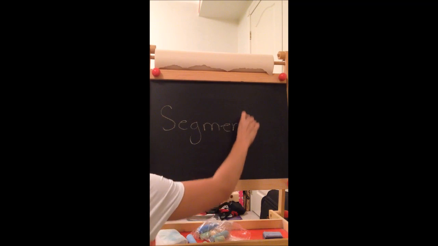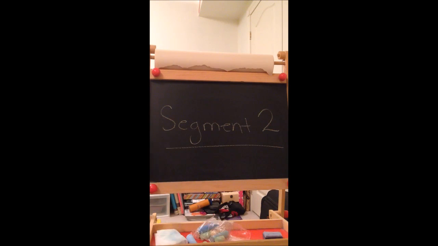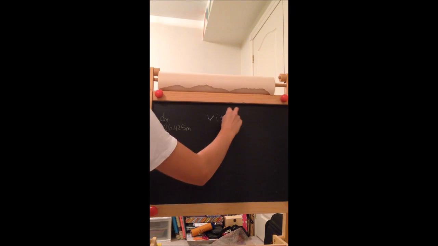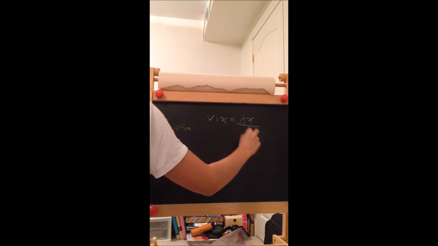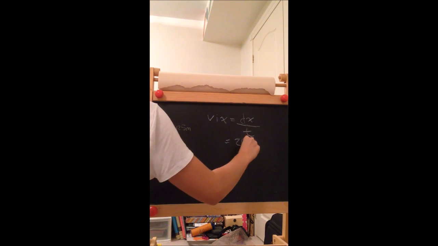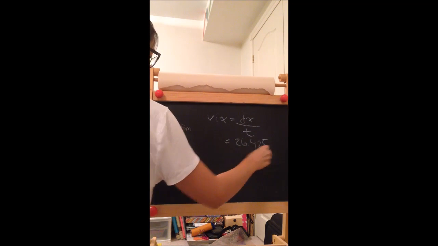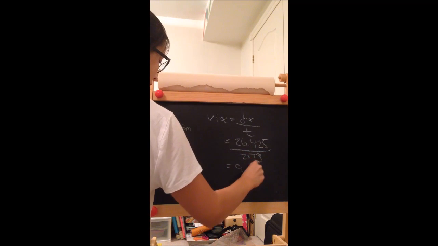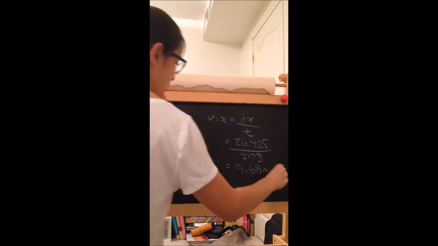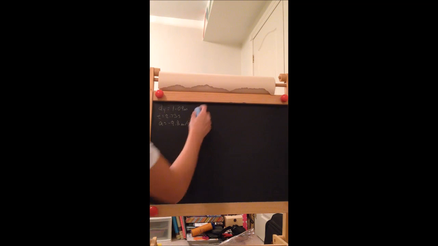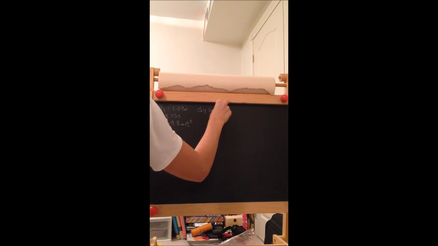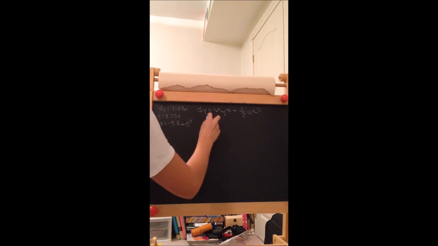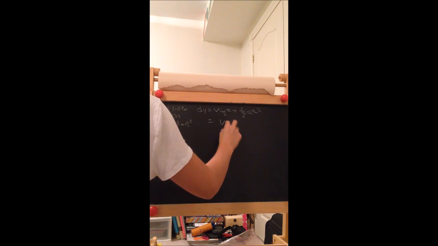Segment 2, when the frisbee is in the air. To determine the initial velocity of the frisbee, I first calculated the x component of the velocity, then the y component of the velocity using the known values. Here I'm solving the y component of the velocity.